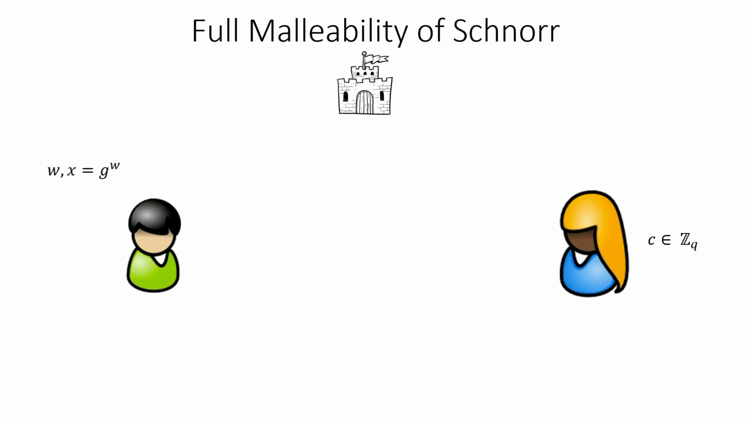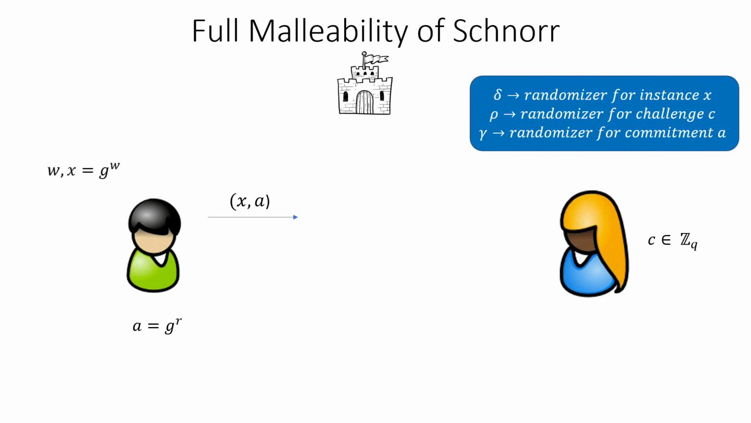And here we also want to re-randomize the instance, because when we use this as a building block in our OT, the instance can also be subliminal and tampered with, and therefore we want to sanitize this. So the prover sends both the instance and the first message of Schnorr. And the reverse firewall is going to pick randomizers, delta for the instance, rho for the challenge, and gamma for the commitment, and re-randomize all the messages.